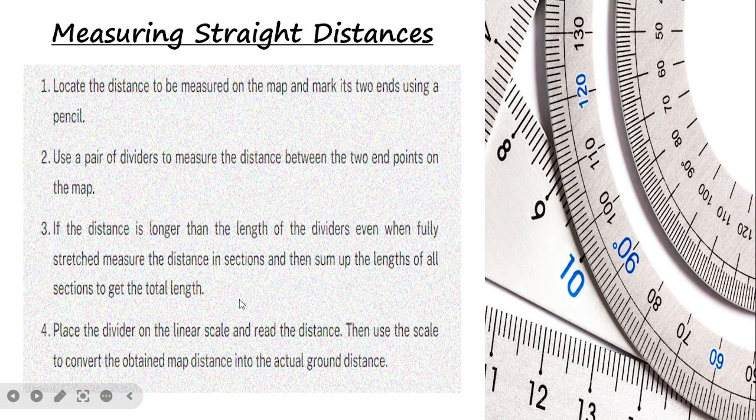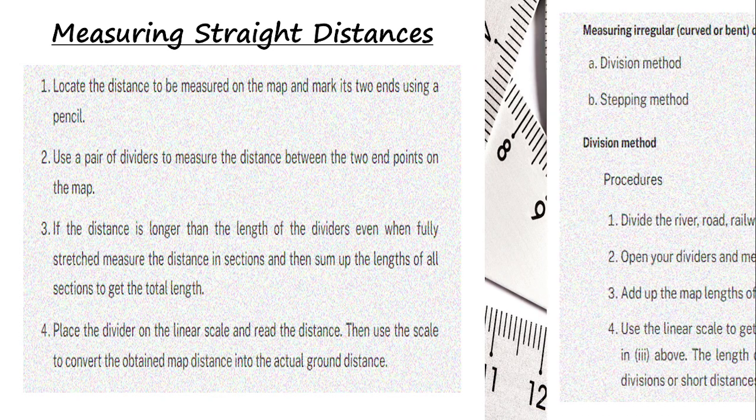Now after taking that, place the divider on the linear scale and read the distance, then use it to convert the obtained map distance into the ground distance. So that's simply how you can use the pair of dividers to measure straight distances.